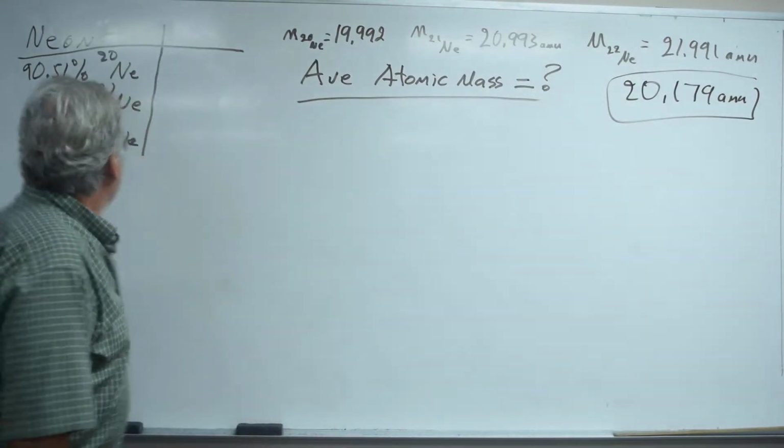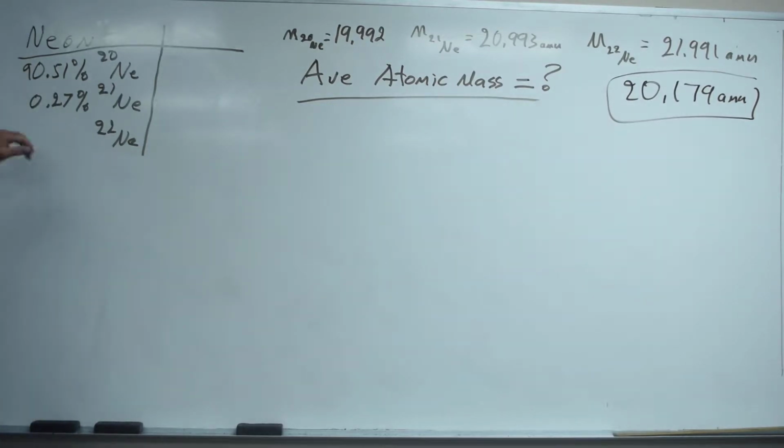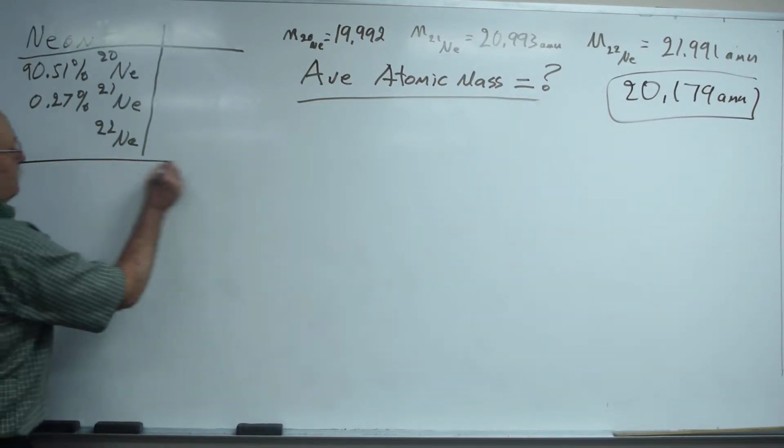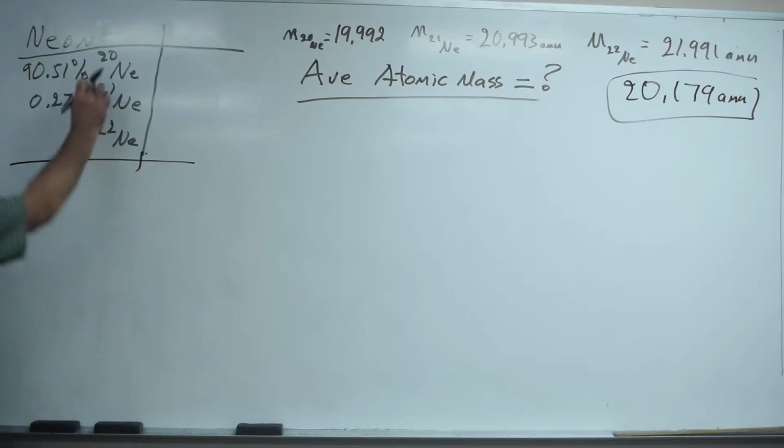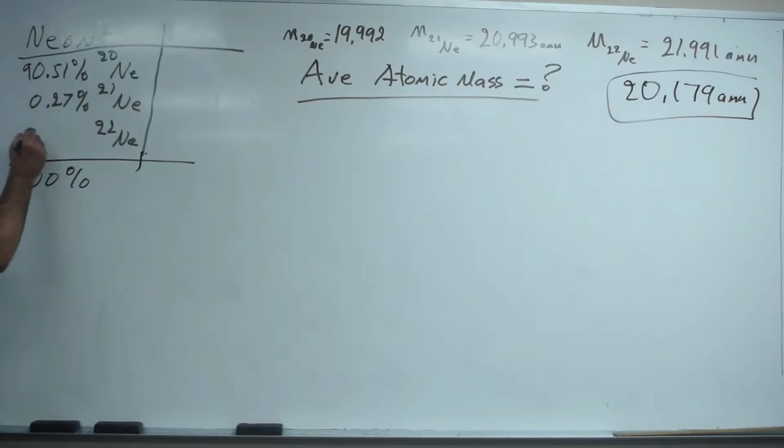from our data. Now the next thing we know is that the sum of the percentages equals 100%. Okay? So we know we were given 2 of these, we weren't given the third, but we know that they add up to 100%. So I could take 100, and this is an exact number, okay? Subtract this number and subtract this number, and I get 9.22% of the neon 22, and these are all known to the hundredths position. Okay, this is an exact number.